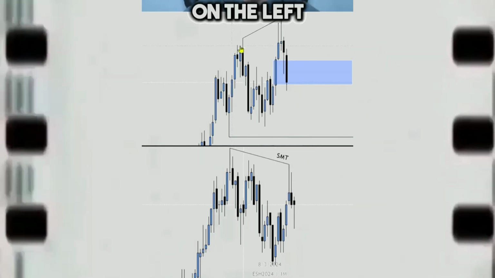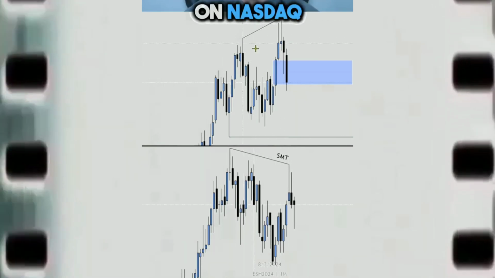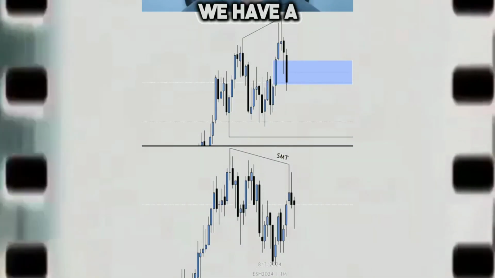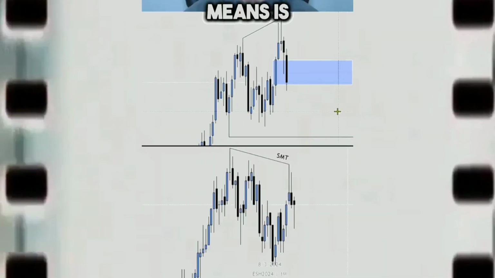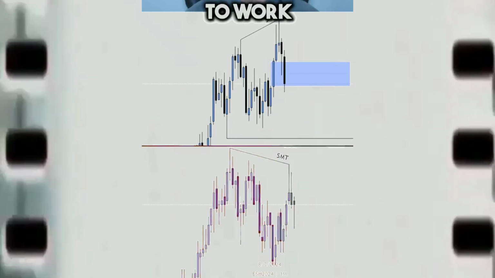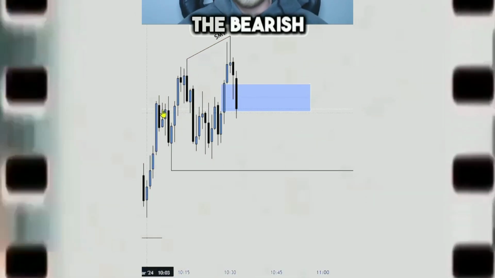As you can see on the left here, we have taken the high on Nasdaq, but on ES, we have failed to take the high. Therefore, we have a bearish SMT. Now, all that means is when we get a sell setup, it is more likely to work. So with that information, we now have the bearish SMT.